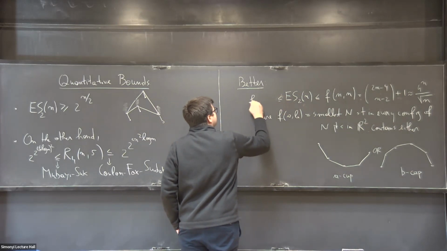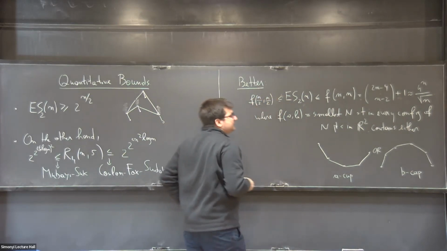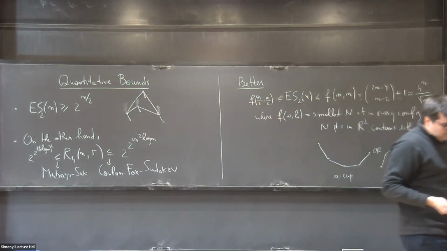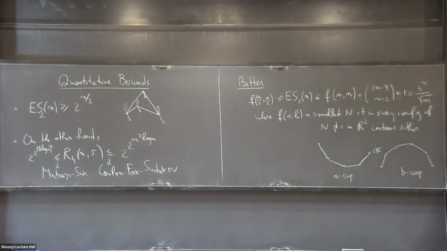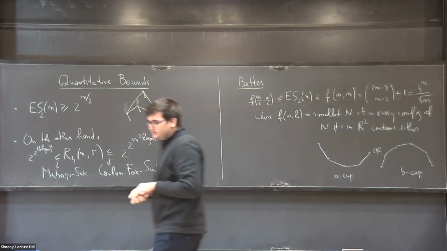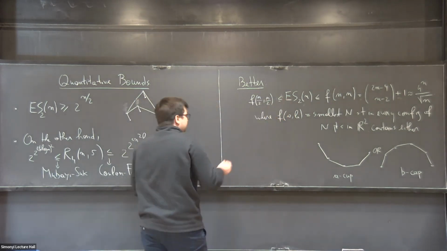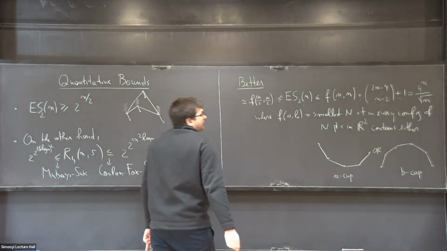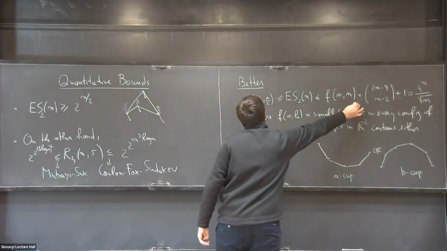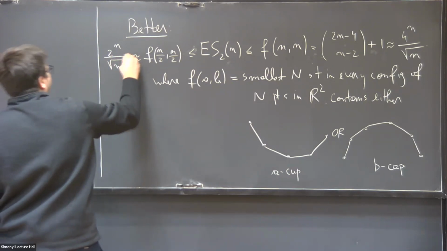Another trivial observation is that if I give you a convex set of size n in the plane, then one of the halves is a cup or a cap. So, at least n over 2 points on a cup or a cap. So this function is lower bounded, and if you have equality, well, this is of the order of 2 to the n divided by root n, again ignoring constants.